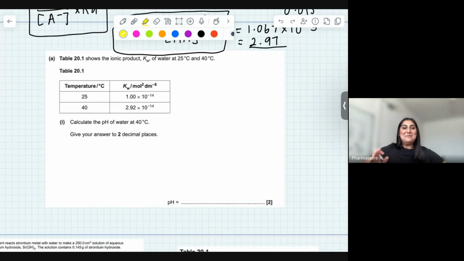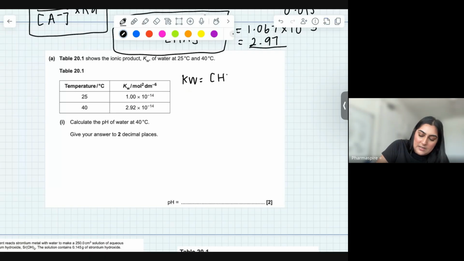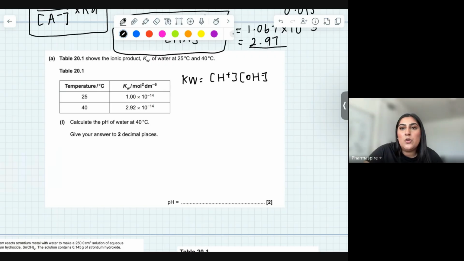Right, let's have a breather. We're going to do a Kw one. So again, Kw equals H plus times OH minus. There's not enough information here, right? That's why students get upset. So they're asking at 40 degrees and they want a pH. Now, we don't know what sort of answers, we only have a Kw, right?